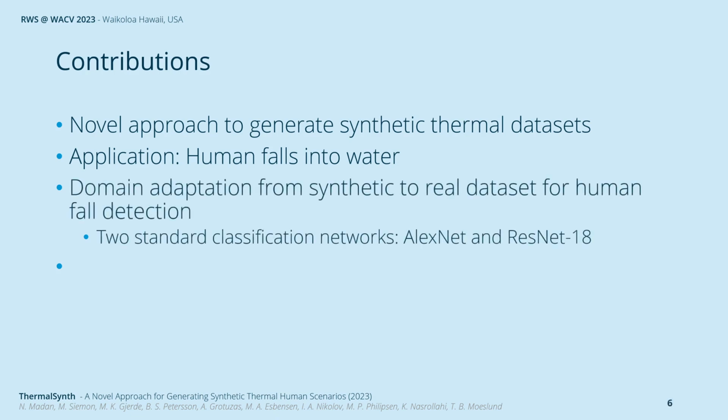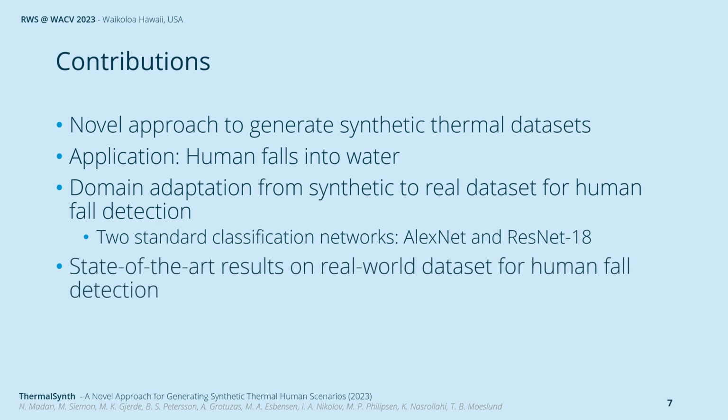At the same time, we show domain adaptation from synthetic to a real dataset for human fall detection. And we do this by means of 2 standard classification networks, out of which the first one is AlexNet and the second one ResNet 18. And last but not least, we are proud to report state-of-the-art results on a real-world dataset for human fall detection.